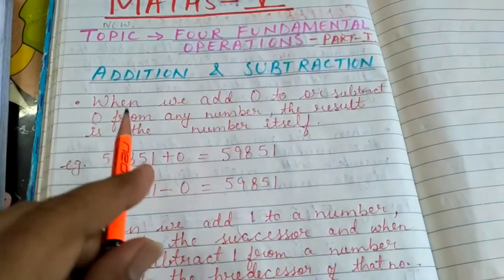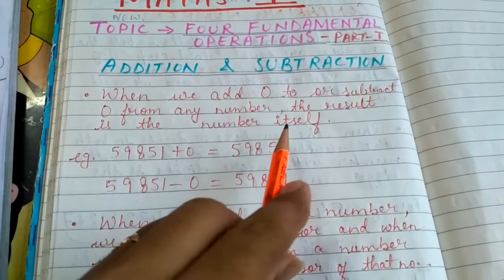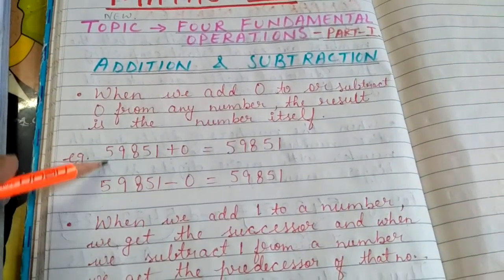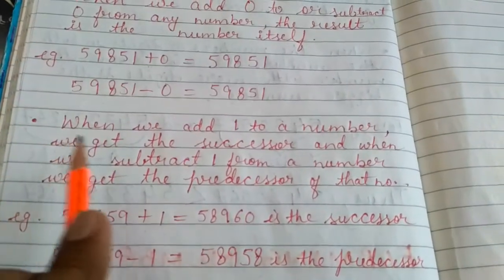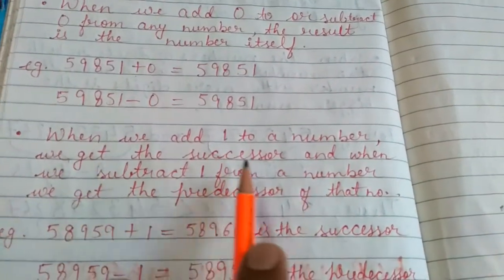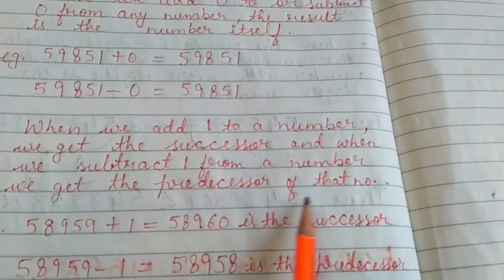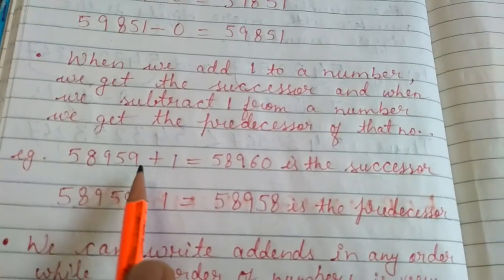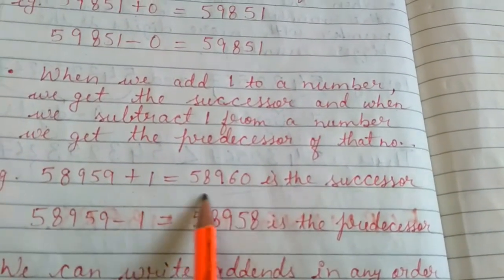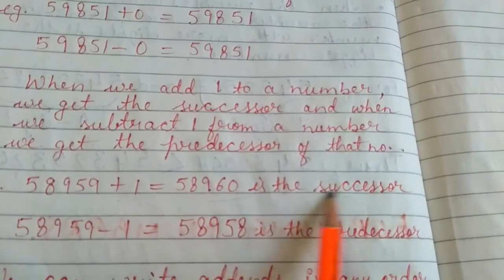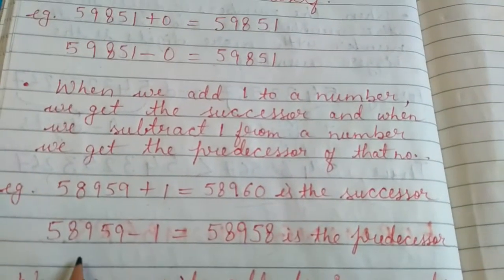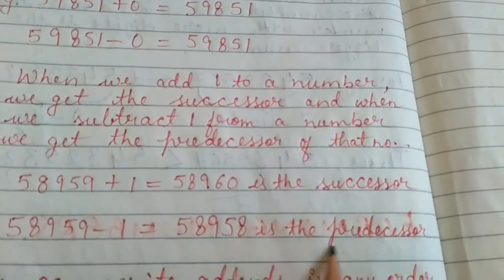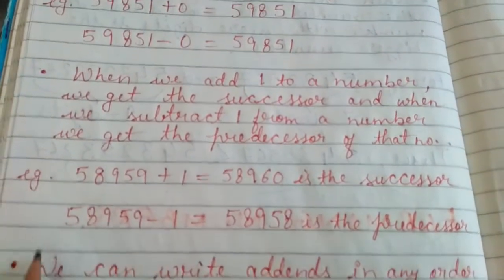The very first point was when we add 0 to or subtract 0 from any number, the result is the number itself. The same thing is depicted here with the help of an example. And the second was when we add 1 to a number, we get the successor, and when we subtract 1 from a number, we get the predecessor of that number. When we add, the result was 58,960. It is the successor of this number, and when we subtracted 1 from this number, the result was 58,958. It is called the predecessor of this number.